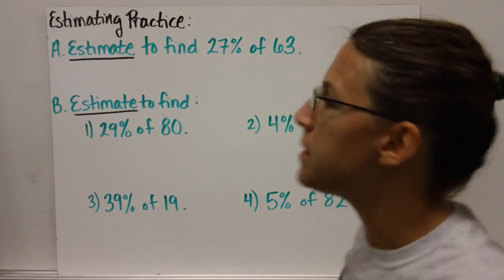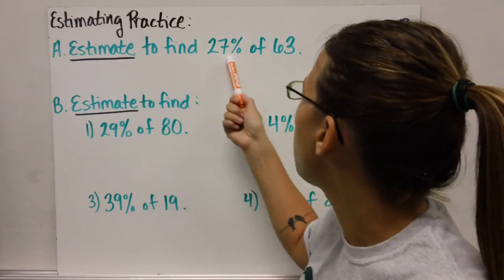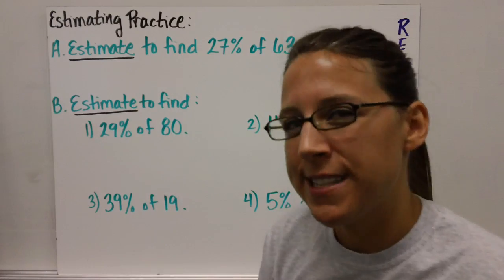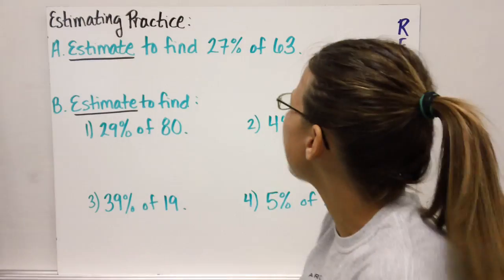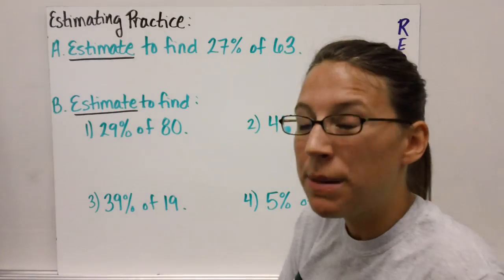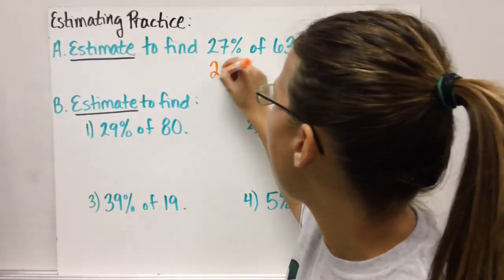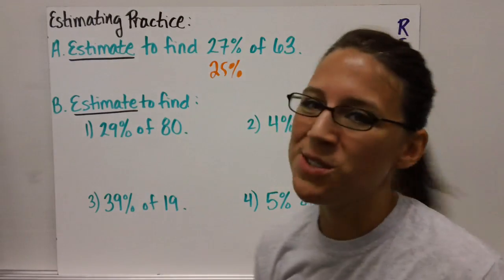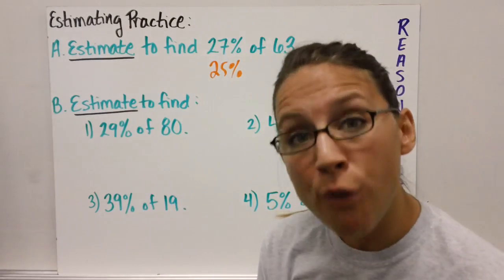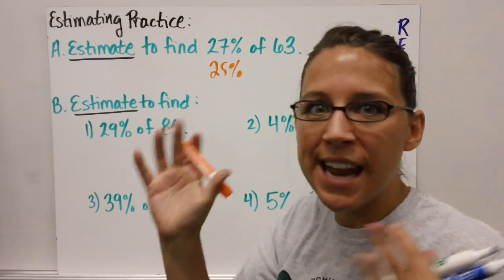So let's do some practice using these methods. If we were to estimate to find 27% of 63, 27% is not really close to any of our 10%s, but it is really close to 25%. And 25% is something that is very simple to work with because you simply divide by 4. 25%, 1/4, all of those connections you can make.